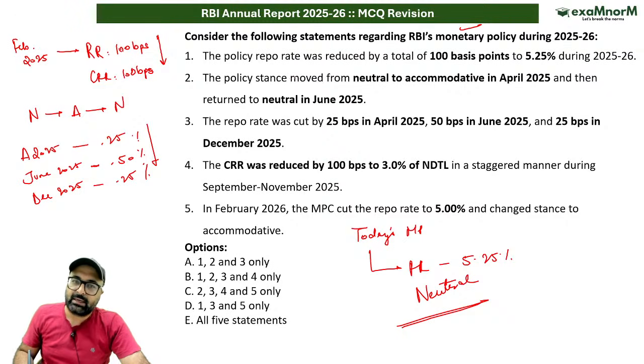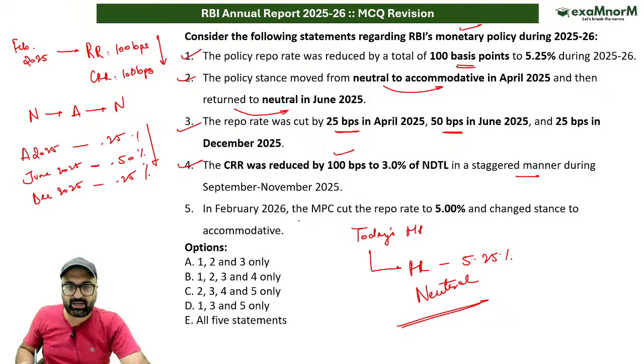Let's read the question. Policy rate was reduced by 100 basis points. This is correct. Policy stance moved from neutral to accommodative and then returned back to neutral in June. Correct. Repo rate was cut by 25 basis points in April, 50 basis points in June, and 25 basis points in December. Correct. 100 basis points in a staged manner during September to November 2025. Correct. In 2026, monetary policy cut the repo rate to 5% and changed the stance to accommodative.